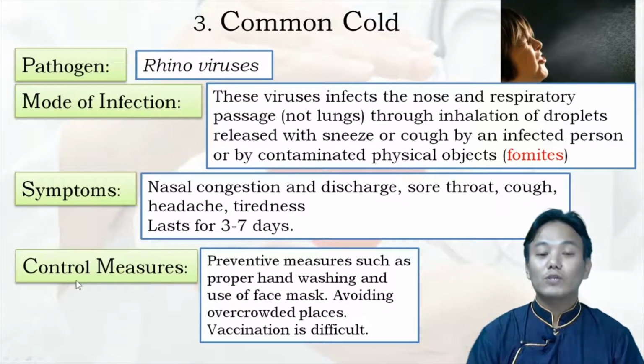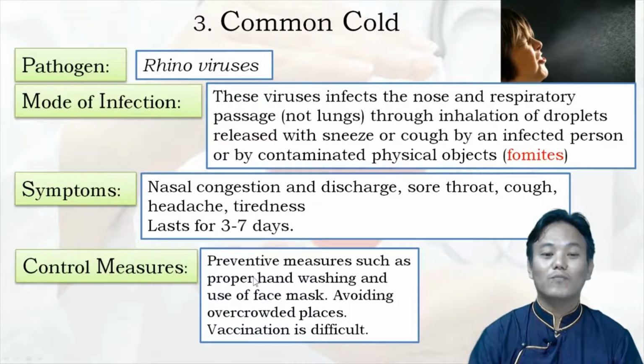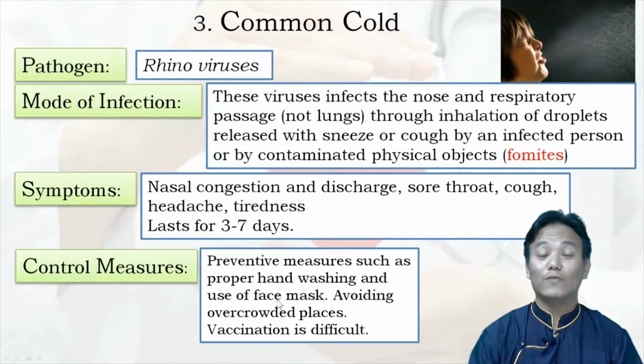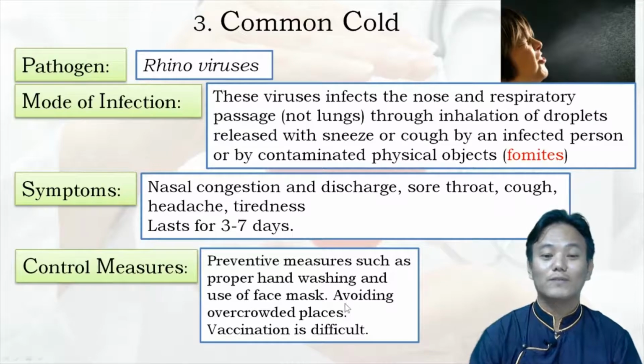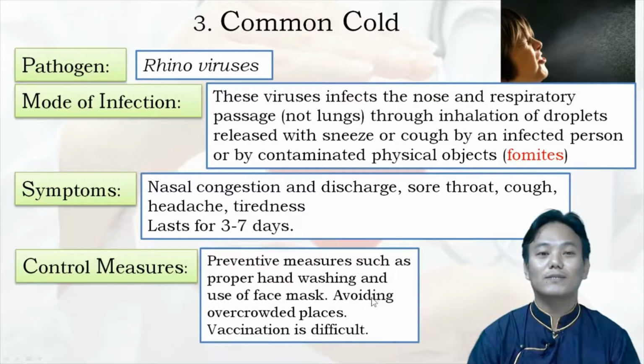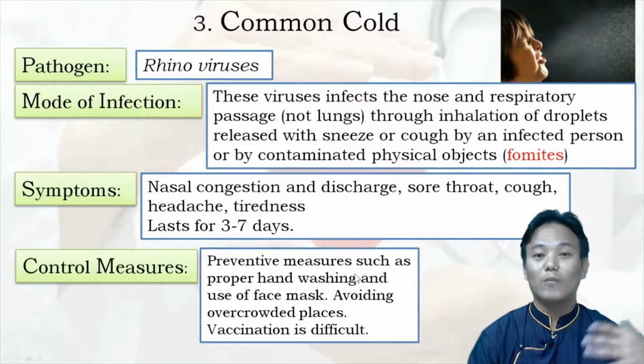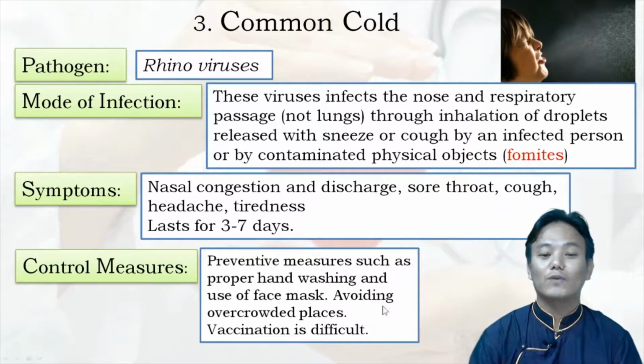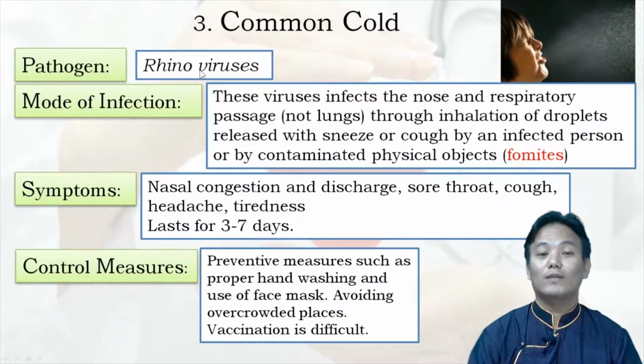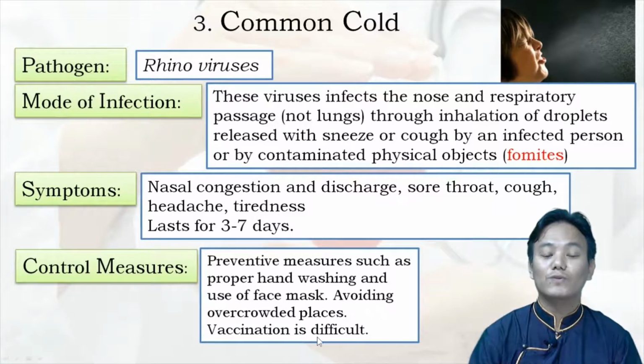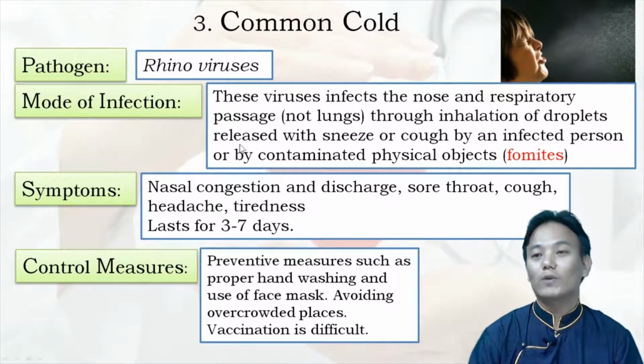And what about the control measures? The control measures are usually preventive measures such as proper hand washing and use of face masks, just like for coronavirus, and avoiding overcrowded places. So during the season when there is a common cold outbreak, you should avoid going to overcrowded places. Making a vaccine is really difficult. Maybe it has something to do with rhinoviruses mutating really fast, or scientists are not able to produce a vaccine because of that. Okay, so that is about the common cold.